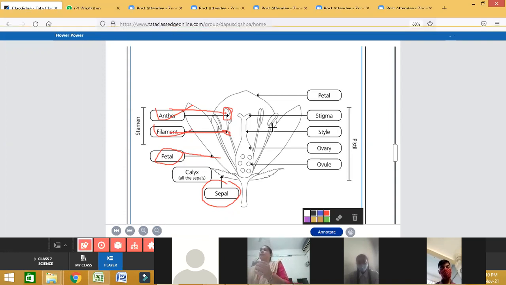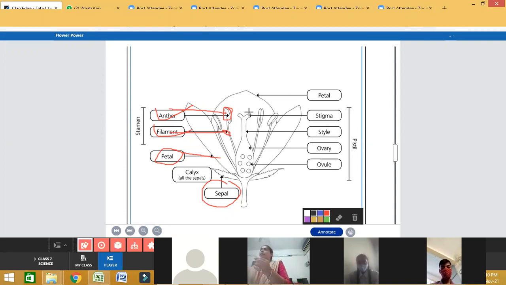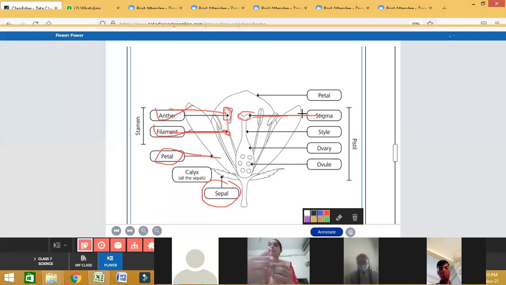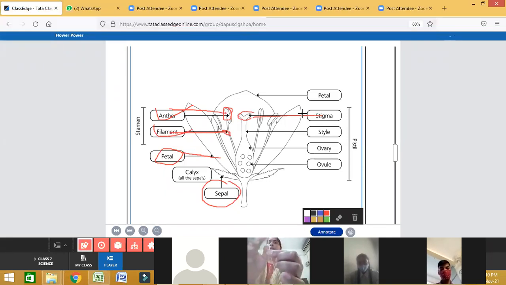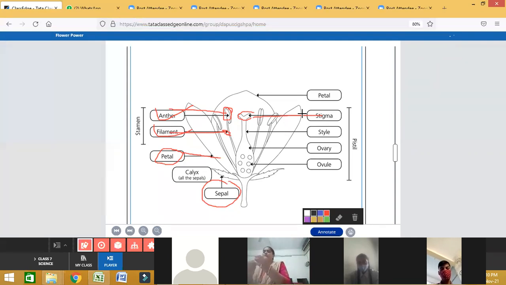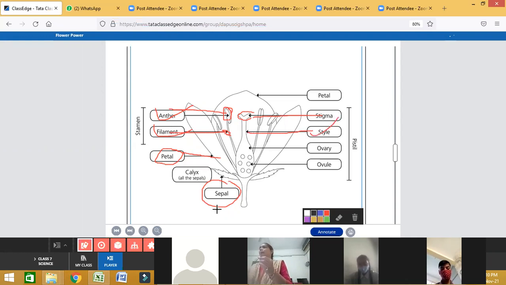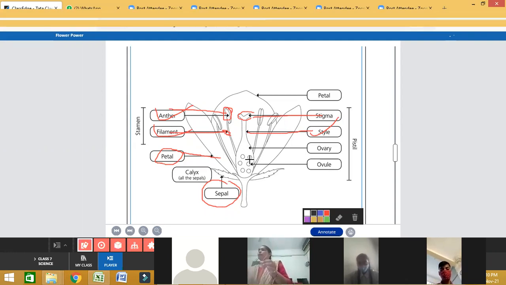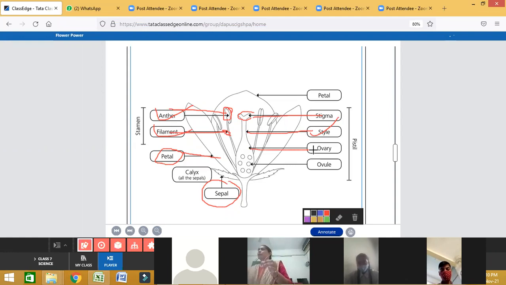Here you will see, what is this? Stigma is there. This is the stigma. See in the diagram, stigma is there. Okay. Now this tube-like structure is the style. And here you will see the swollen part, and this is the ovary.